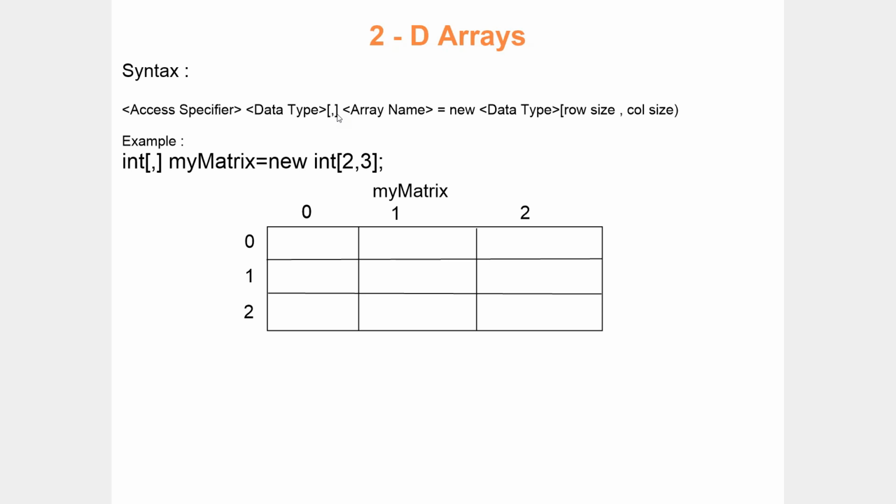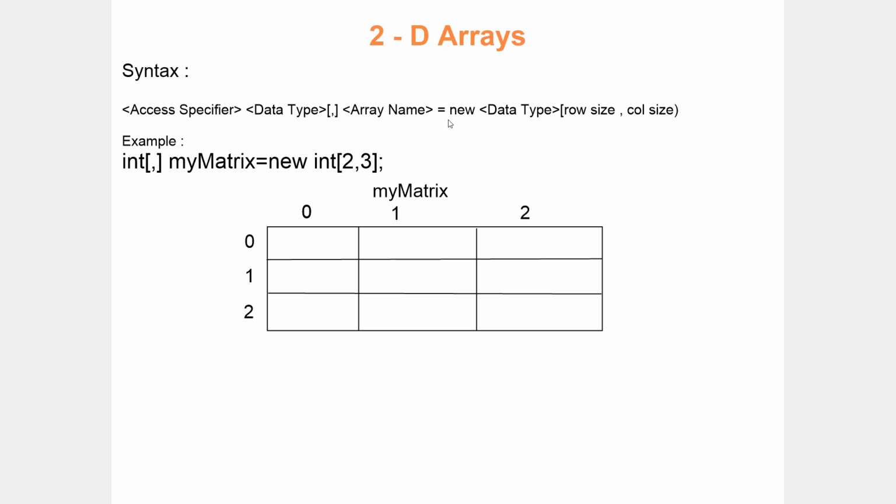Your entire collection is going to be arranged in the form of two different dimensions, in the form of rows and columns. That is the reason, to define that nature, you have to use a comma. It will just split your collection into two different dimensions. Next, array name. This is user defined, you don't have to worry about it. You can give any name, equal to new.